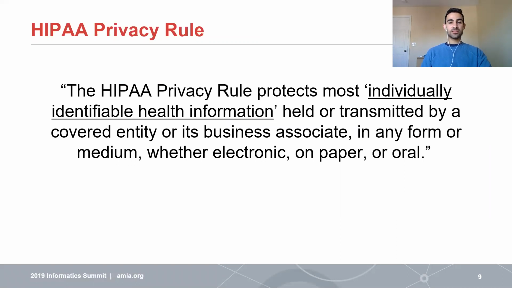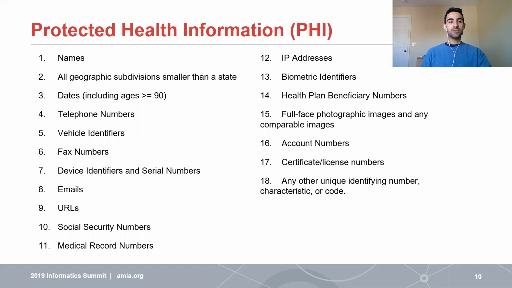HIPAA's privacy rule protects most individually identifiable health information held or transmitted by a covered entity or its business associate in any form. I will refer to the underlined bit here as patient health information, or PHI. HIPAA's privacy rule safeguards patients' identities by restricting the distribution of EHRs that contain PHI. HIPAA defines 18 categories of PHI listed here.